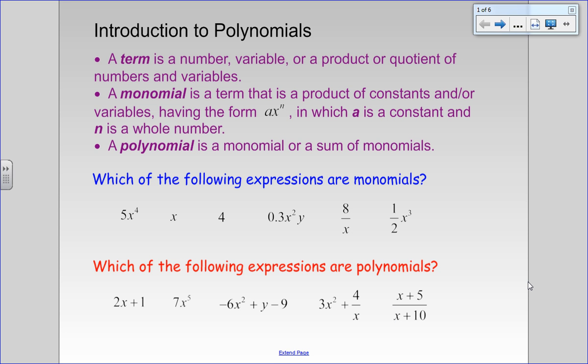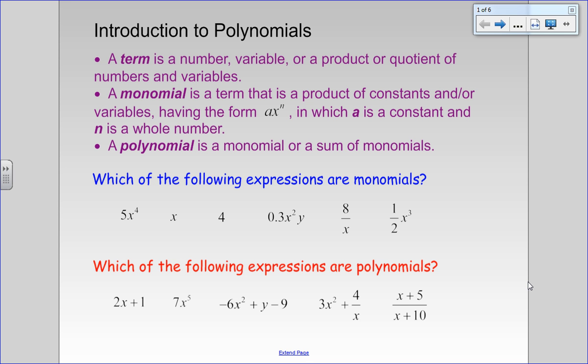In an algebraic expression, a term is a number, variable, or product or quotient of numbers and variables. A monomial is a term that does not include division by a variable, so it's simply a product of constants and/or variables. Monomials have the form ax to the power of n, in which a is a constant and n is a whole number. A polynomial is a monomial or a sum of monomials.